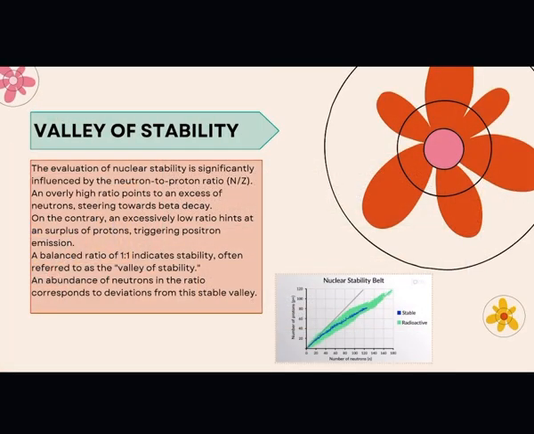Next, we'll be discussing the value of stability. So the evaluation of nuclear stability is significantly influenced by the neutron to proton ratio. An overly high ratio points to an excess of neutrons, steering towards beta decay. But on the contrary, an excessively low ratio hints at a surplus of protons, triggering positron emission. So a balanced ratio of 1:1 indicates stability, often referred to as the valley of stability. An abundance of neutrons in the ratio corresponds to deviations from this stable valley.